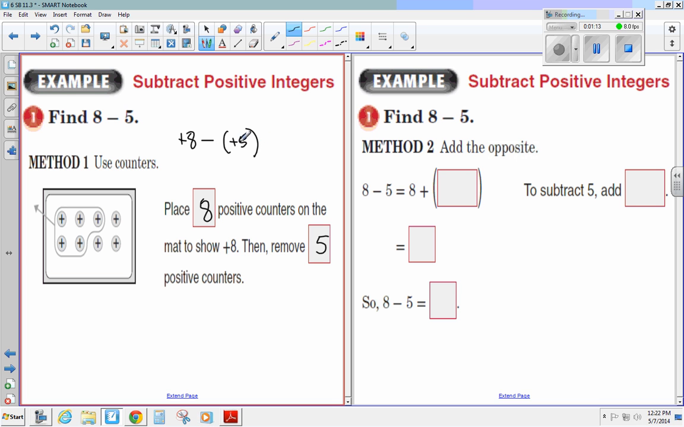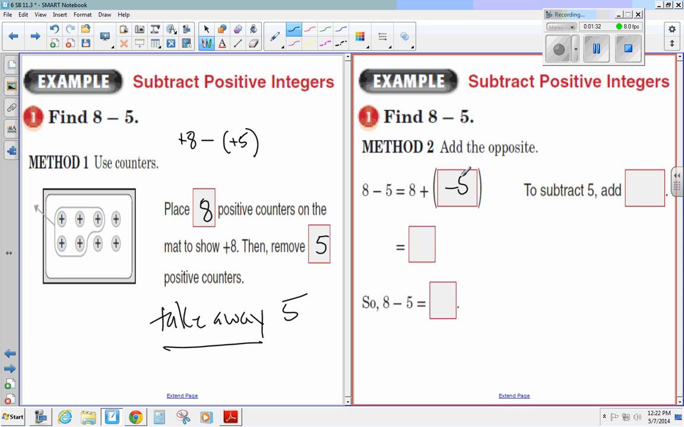That means you're taking away 5. Now, add the opposite. That means 8 minus 5 equals 8 plus negative 5. So to subtract 5, you could add negative 5.